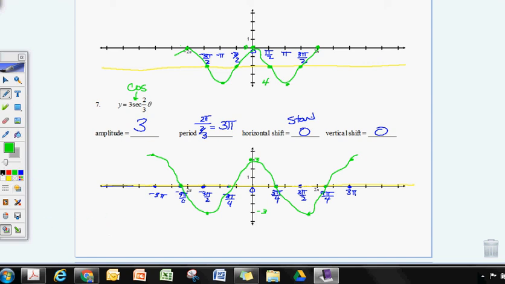But now I need to put in my asymptotes. My asymptote occurs every time the graph touches that yellow line. And these are supposed to be straight lines. I usually try to make them dotted, but it's really hard on this thing to make it dotted. It's really hard just to make a straight line, let alone a dotted line. So every one of those black lines is an asymptote.